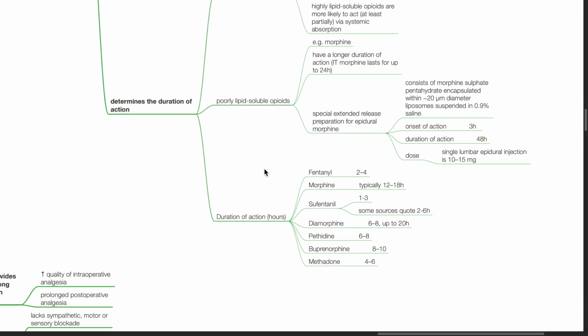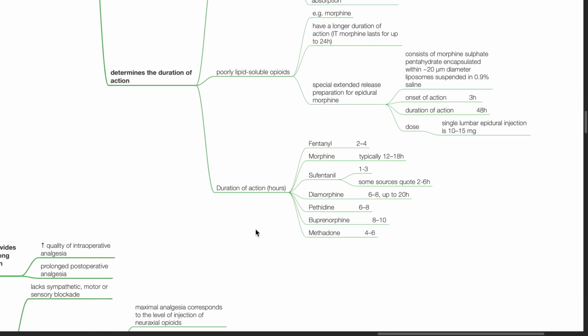The duration of action for neuraxially administered opioids: fentanyl 2 to 4 hours, morphine 12 to 18 hours up to 24 hours, sufentanil 1 to 3 hours. Some sources quote 2 to 6 hours. For diamorphine, 6 to 8 hours up to 20 hours. Pethidine 6 to 8 hours. Buprenorphine 8 to 10 hours. Methadone 4 to 6 hours.